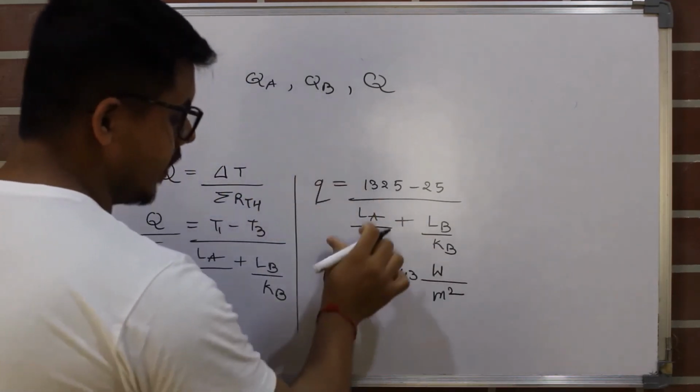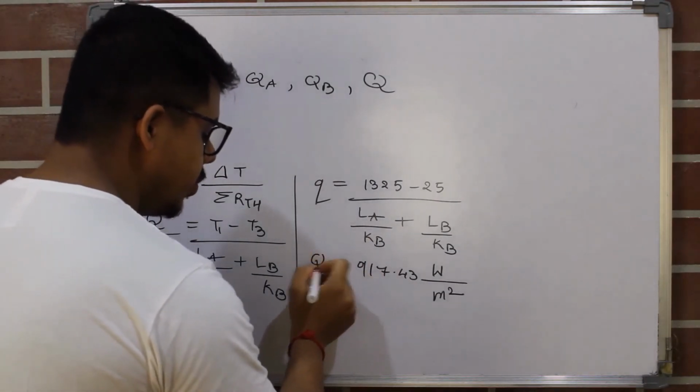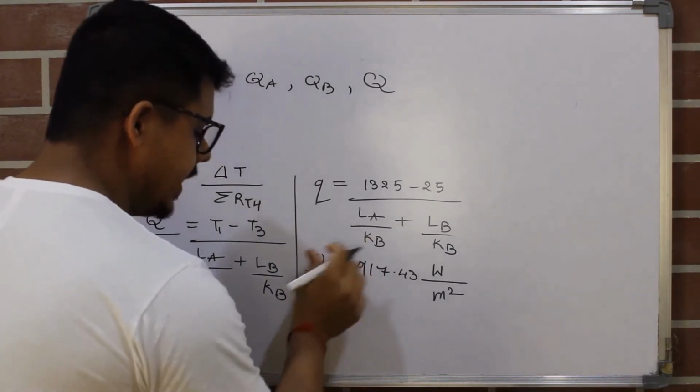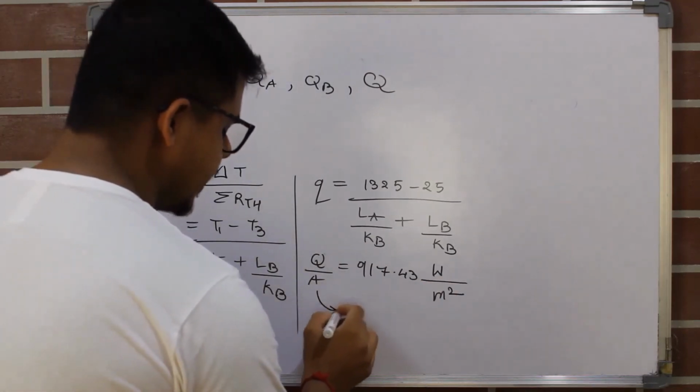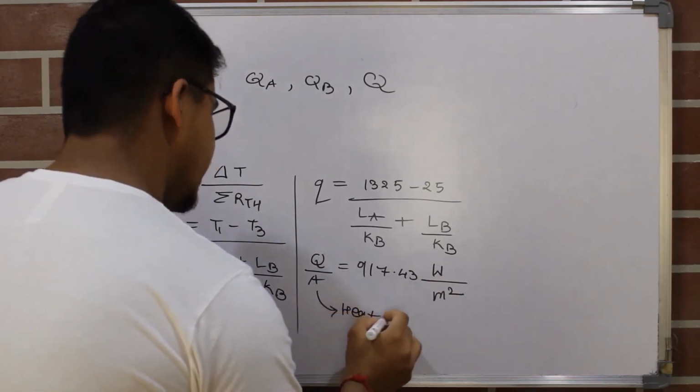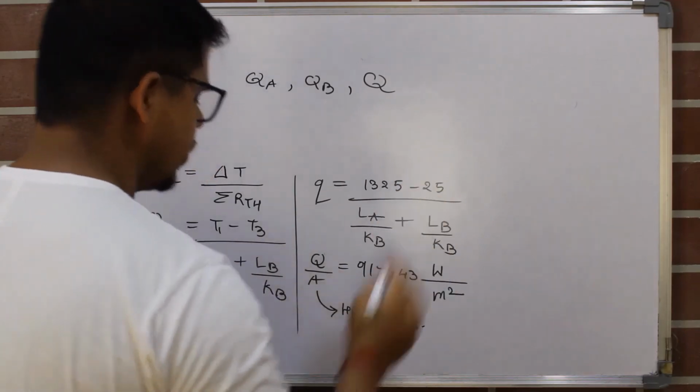Why per meter square? Because we find Q by A. A is the area and Q is in watt. So it is watt per meter square, and this is also known as heat flux. Heat flux. Okay, so that's all.